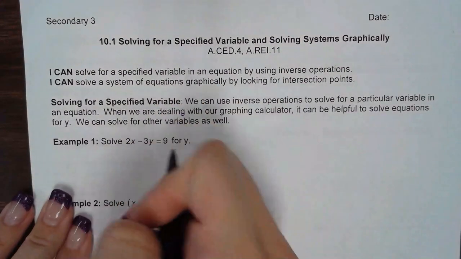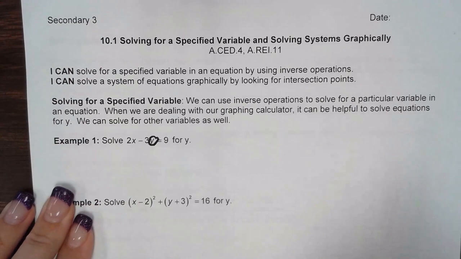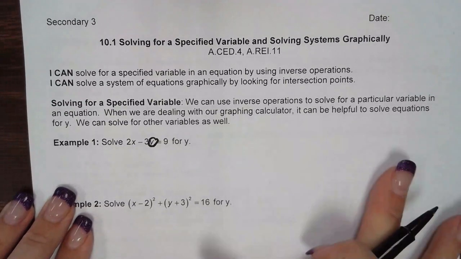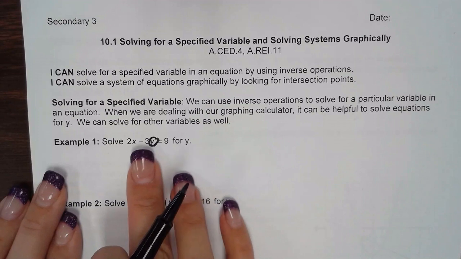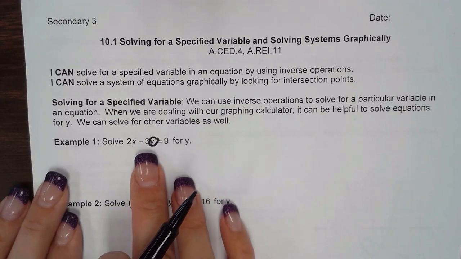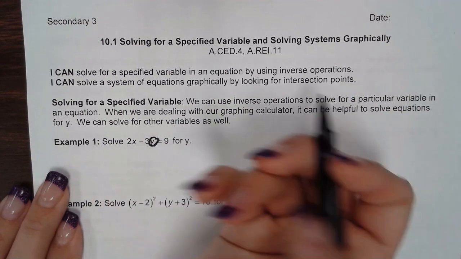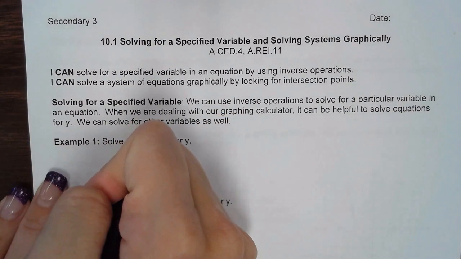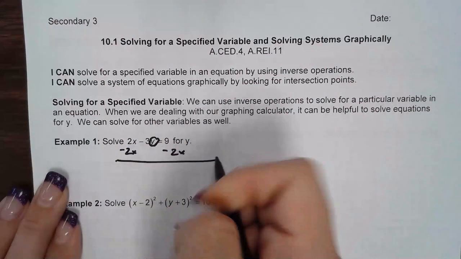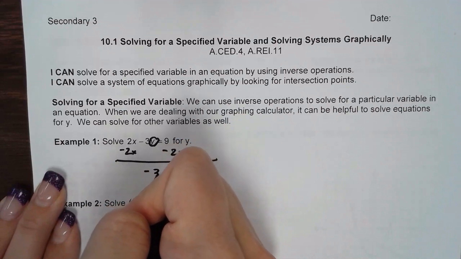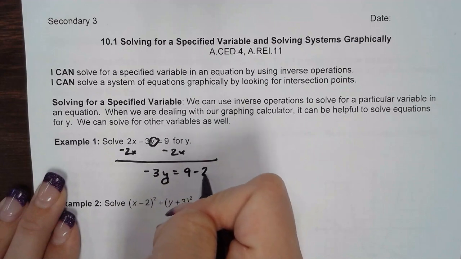So in example 1, what's happening is that we want to get y by itself. So lots of times I'll circle the variable I want by itself so that way I don't forget. So what's furthest away from y on the same side that we want to get rid of? Well, we want to get rid of that 2x. So how do we do that? We subtract 2x from both sides, leaving us with negative 3y on this side equals 9 minus 2x.